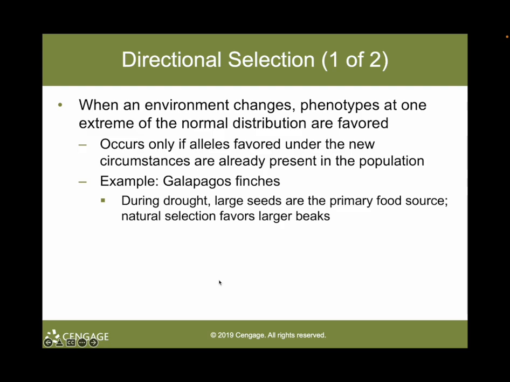After the El Nino event, however, smaller seeds became the primary food source, and smaller finches with average-sized beaks were then favored. So in this example, natural selection is directional. During the drought, natural selection operated in favor of the larger phenotype, whereas after the wet period, selection occurred in the opposite direction, favoring the smaller phenotype.